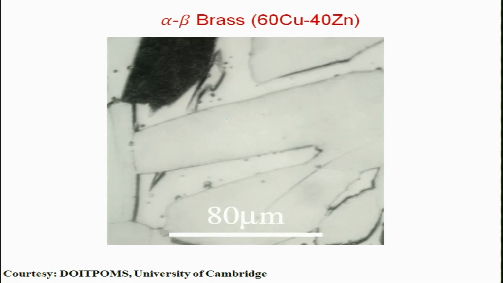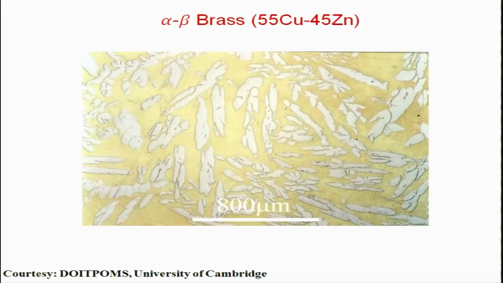This is another image of 60-40 zinc. So you see these plates. So one is of alpha, another is of beta. So it's a Widmanstätten kind of microstructure of alpha and beta. This is again an alpha beta brass 55-45. So you can see that this is beta matrix and you have alpha needles.